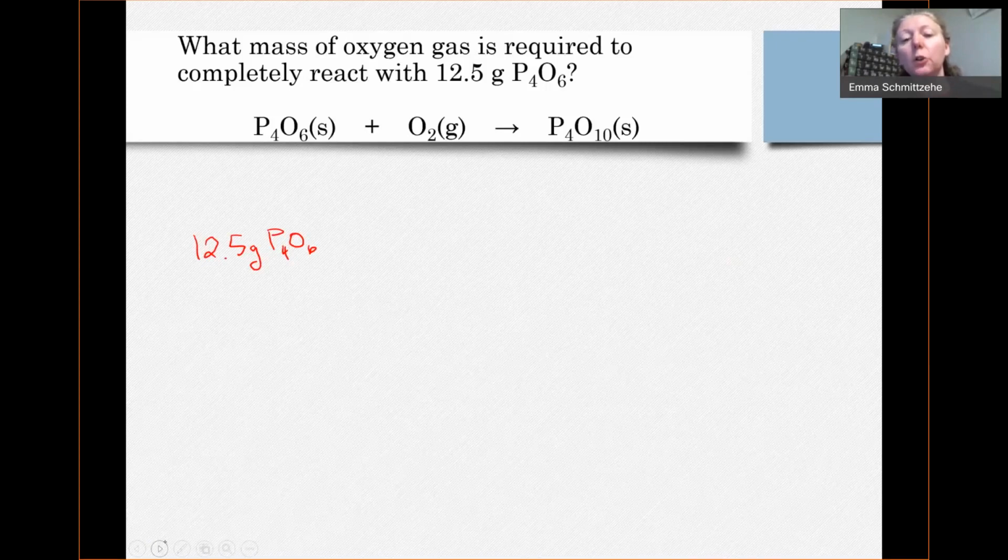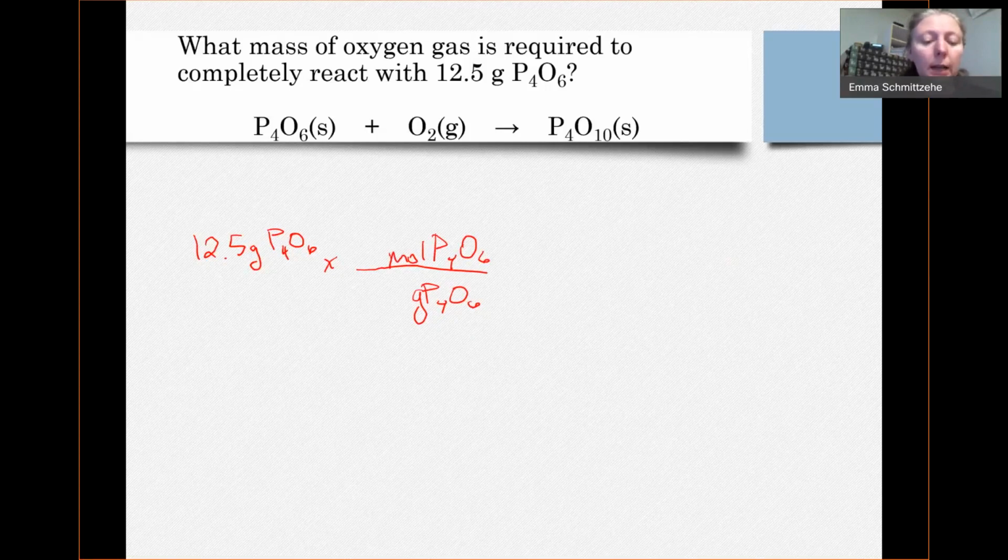So I'm going to need to convert from P4O6 to oxygen gas, which both of those are in that chemical equation, okay? And so if I can get to moles, I could do a mole-to-mole ratio to jump from one thing to the other. So first step is get to moles if you're not already in moles. So I need to get rid of grams of P4O6, and I need to go to moles of P4O6, okay? And so that, a gram to mole relationship you get from the periodic table.